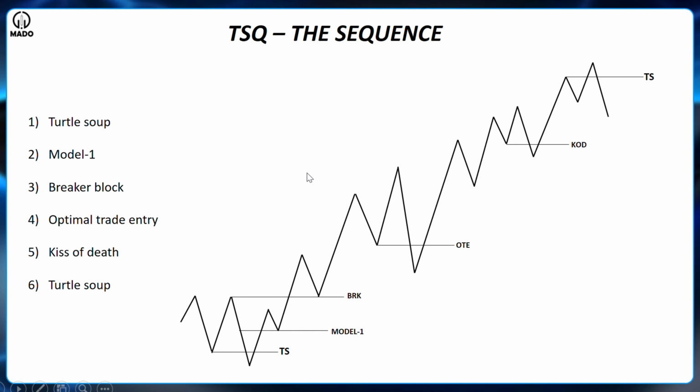For example, in a strong trending market, you might only see a turtle soup and a Model 1 before price expands away. But during a more complex or slower market condition, price might take its time, creating a breaker block, then retracing to the OTE zone, maybe even giving a kiss of death before finally completing the TSQ. So, what you're really learning here is the sequence of delivery, right? How price behaves after a purge of a CRT.